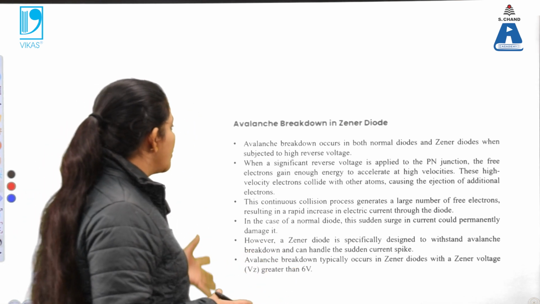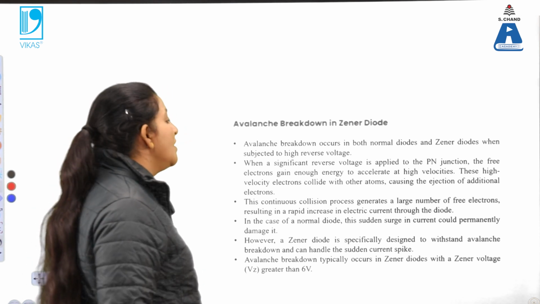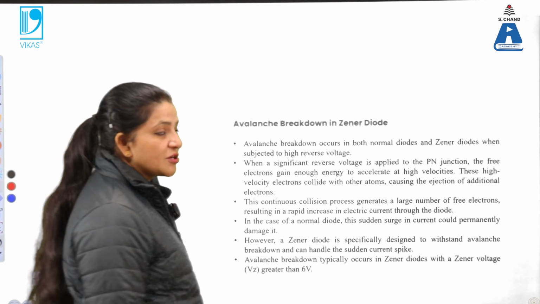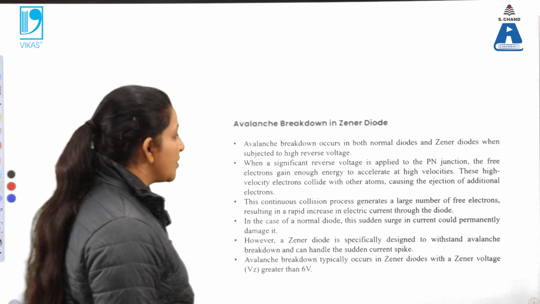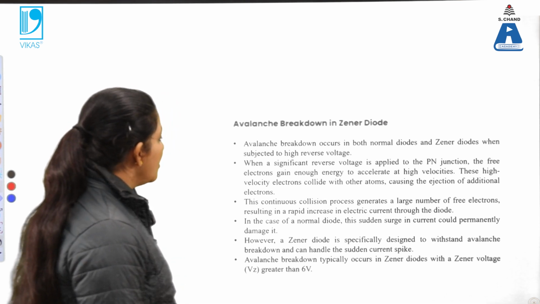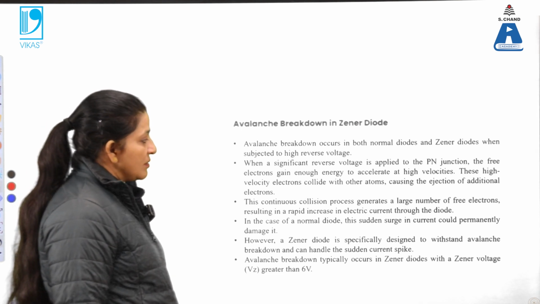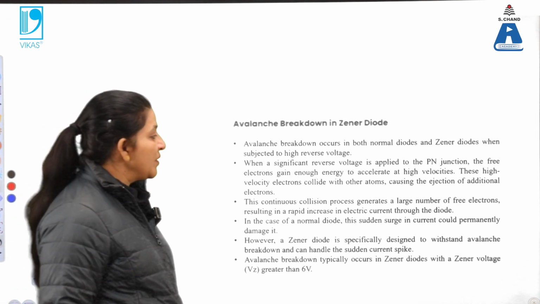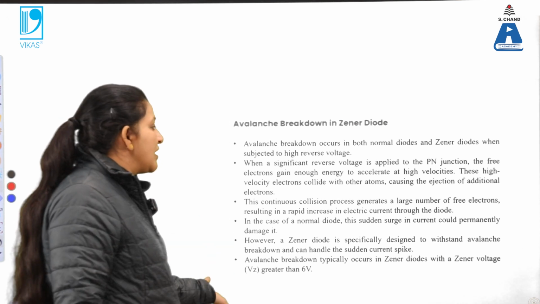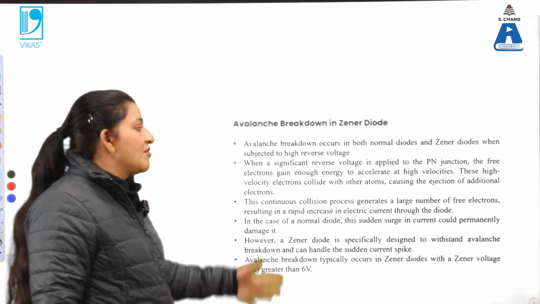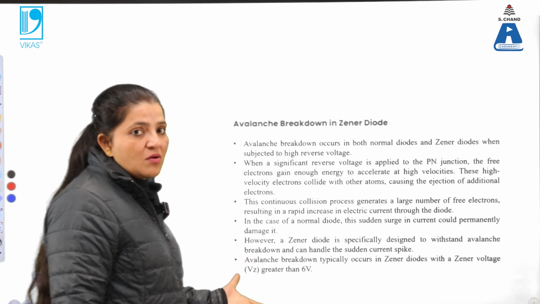So avalanche breakdown occurs in both the normal PN junction diode and the Zener diode when subjected to a high reverse voltage. When a significant reverse voltage is applied to the PN junction, free electrons gain enough energy to accelerate to higher velocities, and these electrons will collide, which will cause the ejection of additional electrons.